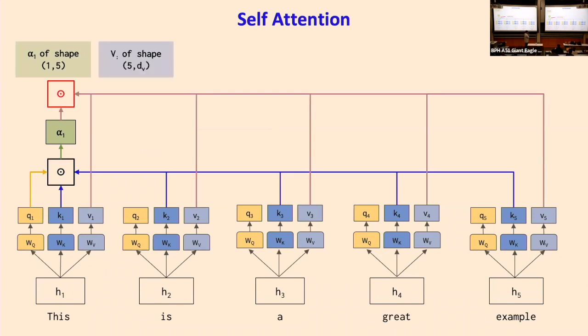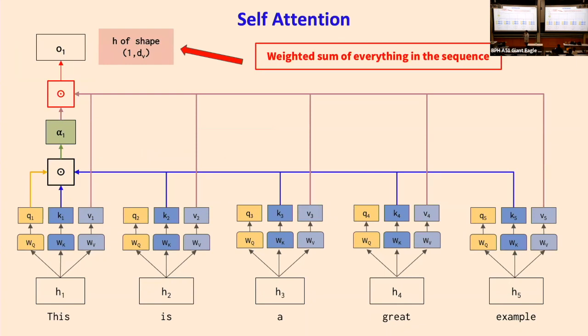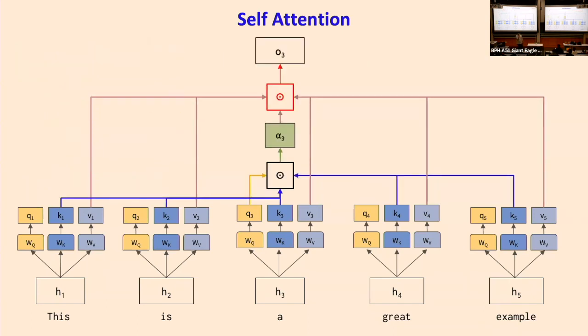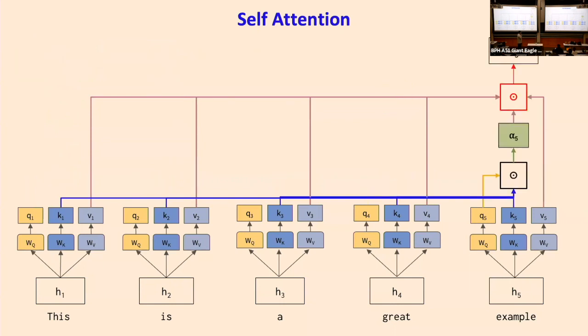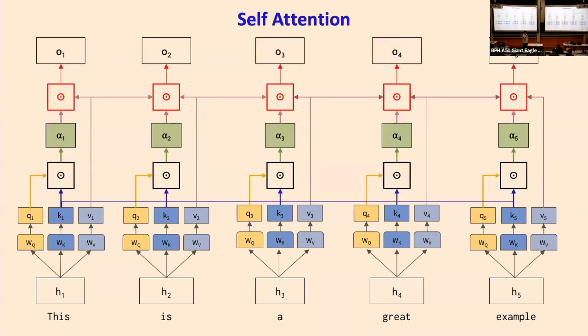Okay, what we do next is we take another dot product, right? We take all the values with these attention vectors, and we figure out what my output is. The output is of shape 1, dv. Cool. We do the same thing for all the 5 tokens. And there we go. We have a full 5 length vector of contextualized representations for every element in my sequence.